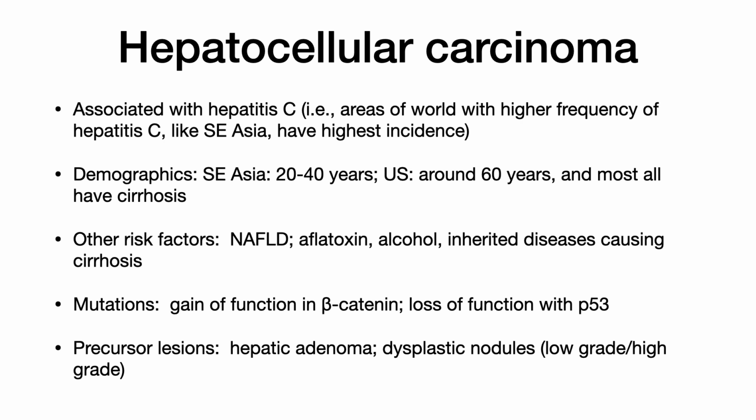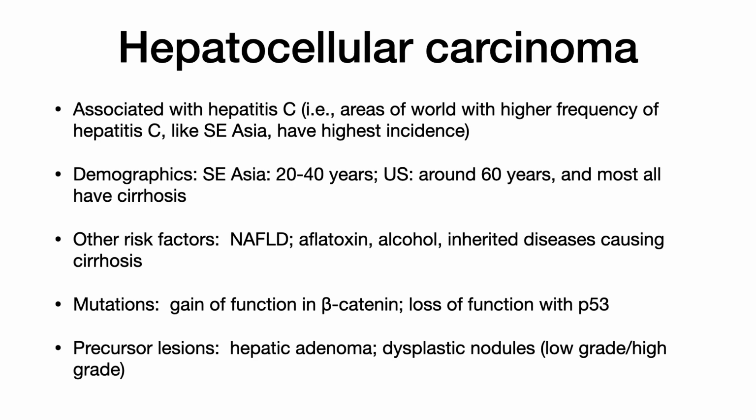In Southeast Asia, it says it's usually around 20 to 40 years of age. In the United States, it's more around 60 years of age, and almost all have cirrhosis. My understanding is people with non-alcoholic fatty liver disease can develop hepatocellular carcinoma without having underlying cirrhosis. But for the most part, every other adult would. And then kids get different types of carcinomas, and they don't have to have cirrhosis.